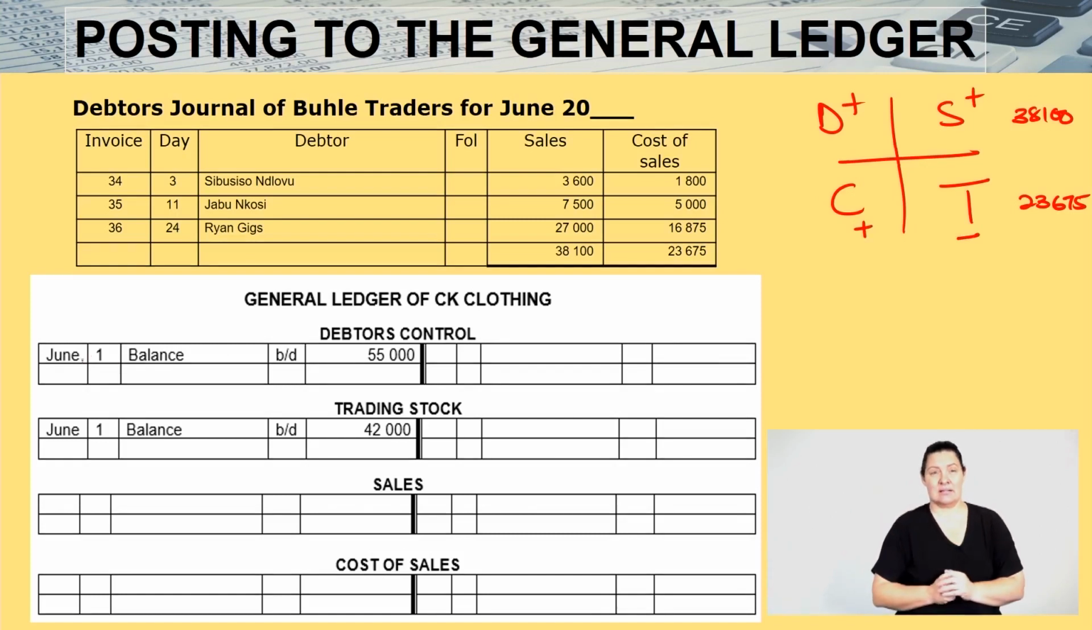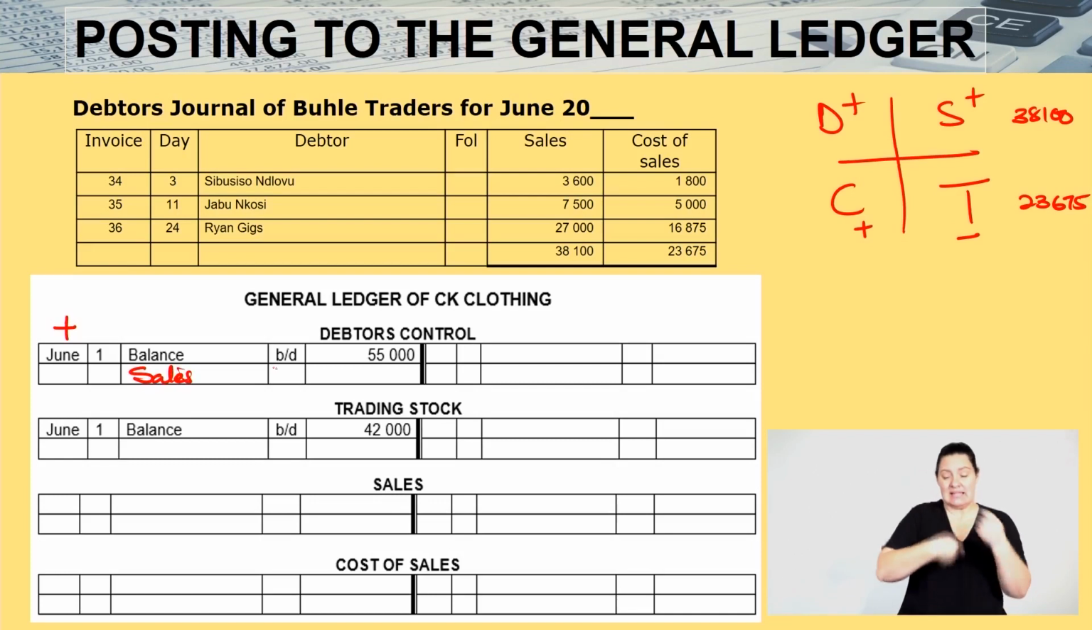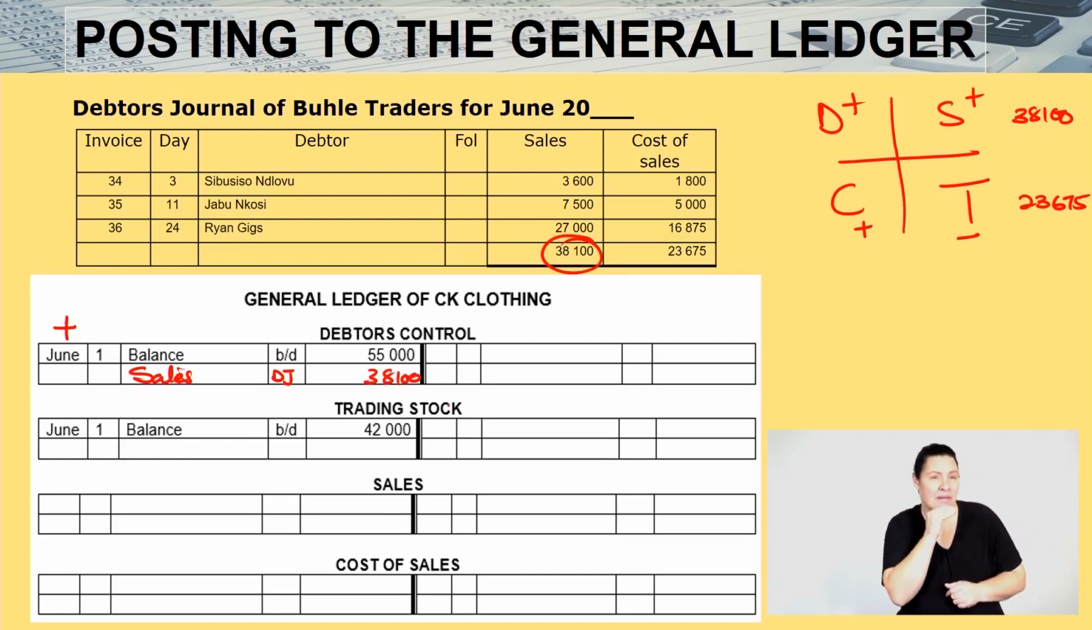Let's quickly see. My debtors control is an asset. When I sell goods, I'm going to come to my debtors control. What do I now say? Sales. All right. From the DJ, how much is it? 38,100. That means I have posted this one then. And then I'm going to go now and complete the double entry.